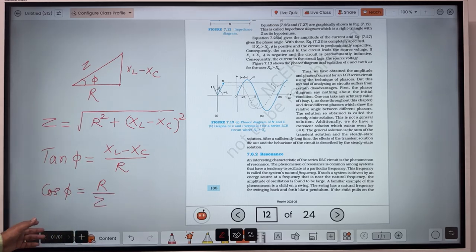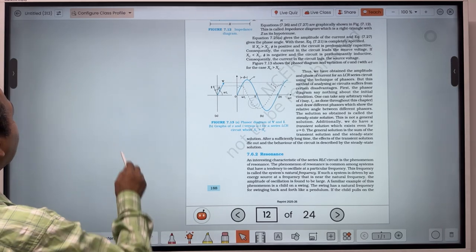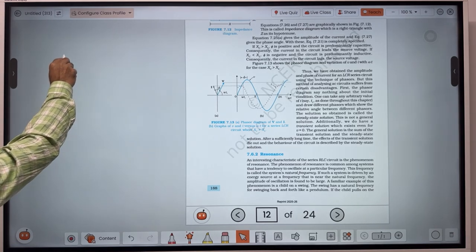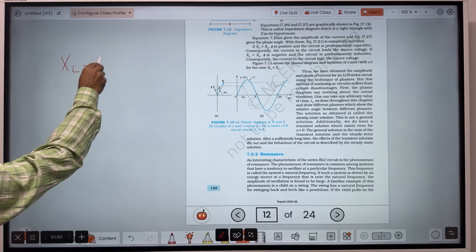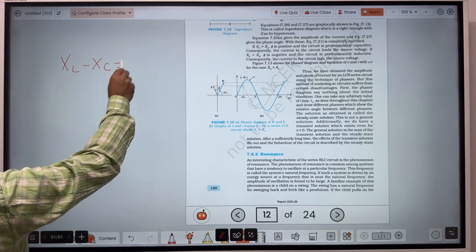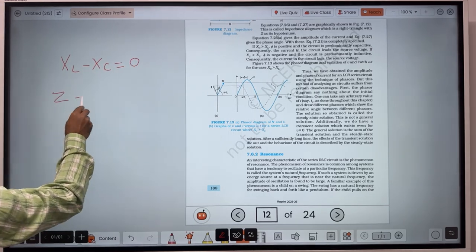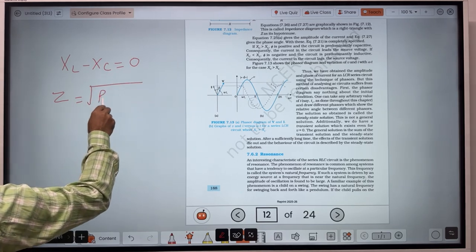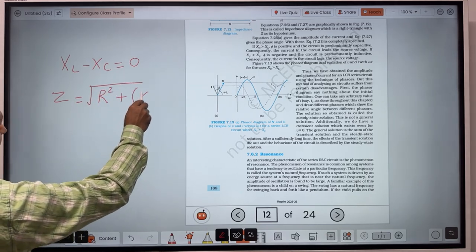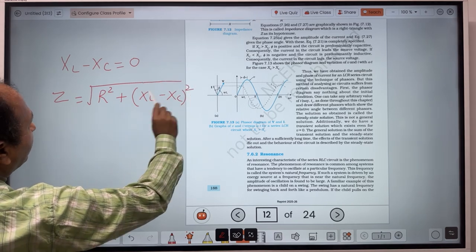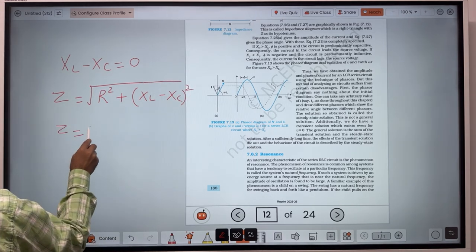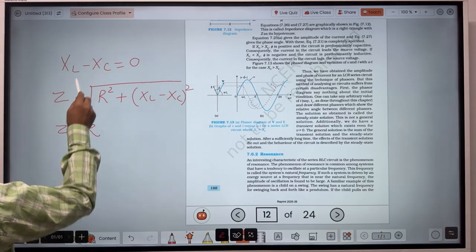This is called power factor. Later on we will see about it. And when we talk about a resonance condition, it means we are referring to the situation XL minus XC equal to 0. So Z equal to square root of R square plus (XL minus XC) whole square gives Z equal to R, right?